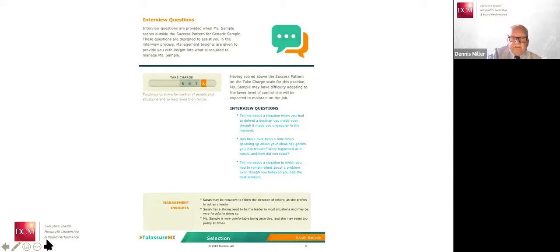in this case, it says that Sarah may be reluctant to follow the direction of others as she prefers to act as a leader. She has a strong need to be the leader in most situations, and may be forceful, which is fine, and may be very comfortable being assertive. But at the same time, I'd like to see people who empower others. So because you have a high score of take charge, it sounds good, but it could be that you're also not. So it just gives you some things here.